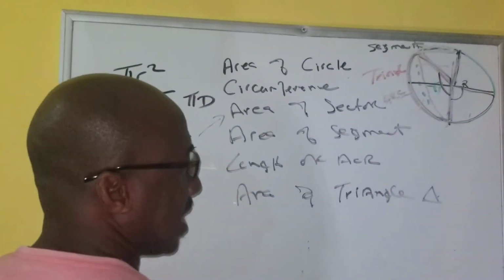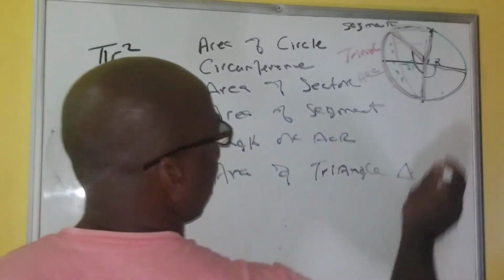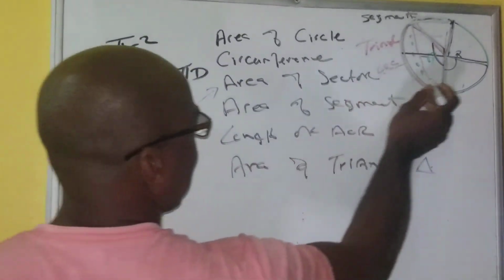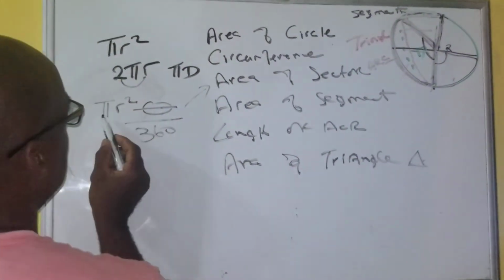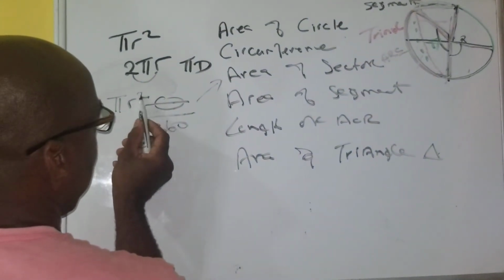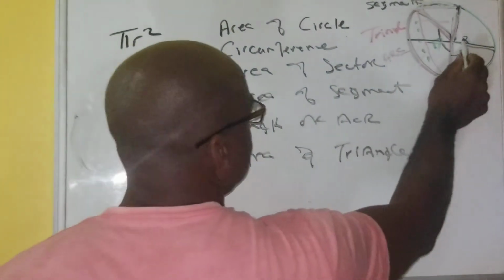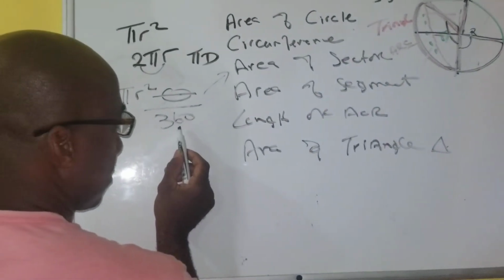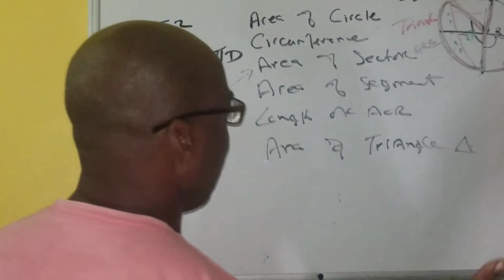Okay. So that's angle. Every angle. So the area of a sector, any sector you're asking for, is pi times the radius squared times the angle that's formed over 360. Okay, that's the area of a sector.